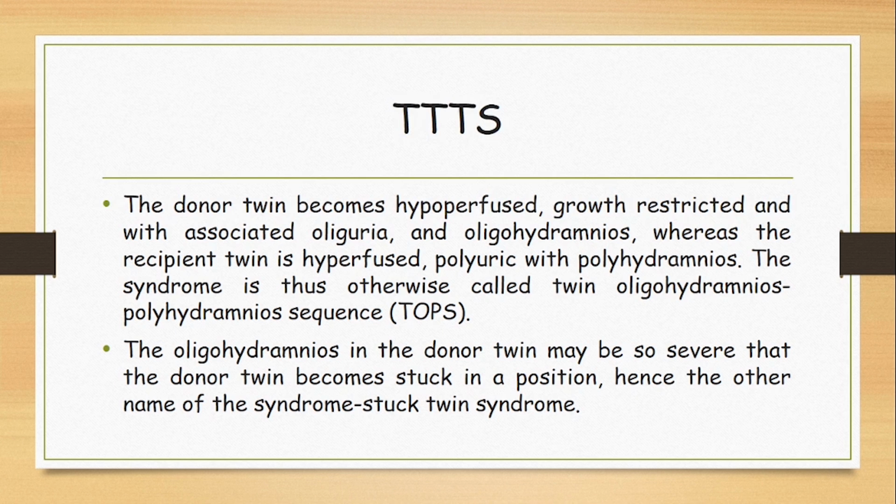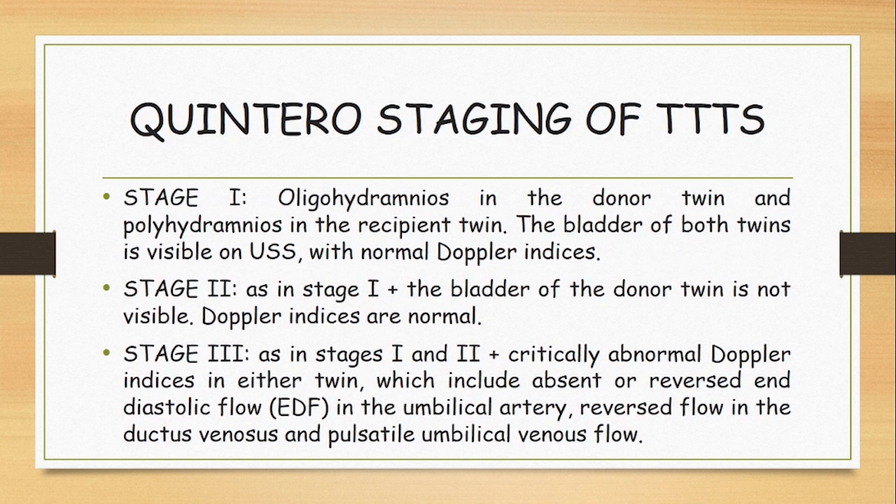So, when you have discordant twins, it can be twin-to-twin transfusion syndrome. It can also be called twin oligohydramnios polyhydramnios sequence, or stuck twin syndrome. These are terms you can find in the literature. There is a Quintero staging of twin-to-twin transfusion syndrome based on the features that we have just described.